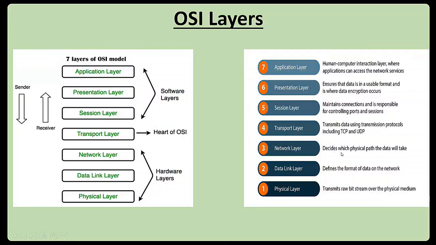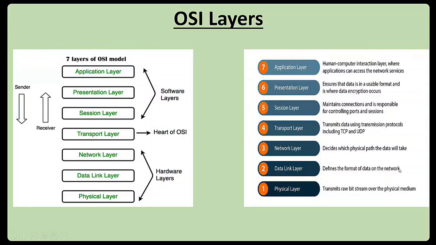So the network layer decides which physical path the data will transfer. Means what is a physical path to transfer your data? What are the routes? What is the routing? What is the switching? So everything comes under your network layer. Means routing, switching comes under your network layer, and the data link layer defines the format of data on the network.